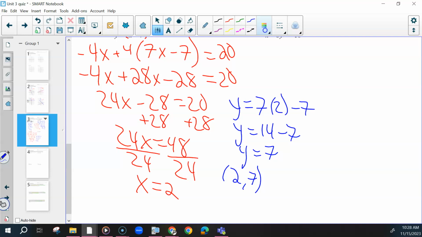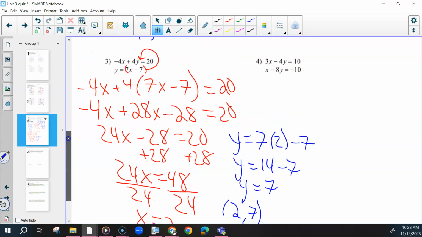The last one, some of us did, some of us did not. The ones that did it, most of us got right. This one did not have an equation that was already solved for x or for y. You had to solve one. The easiest thing to solve for was this x. Get it by itself by adding 8y to both sides. So we have x equals negative 10 plus 8y.